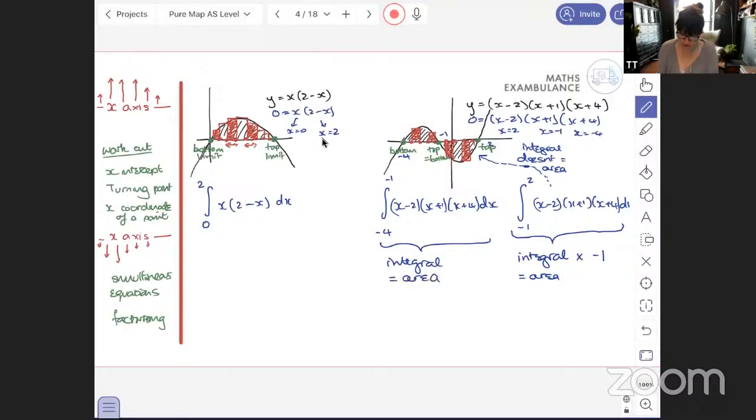But this bit here, is this a highlighter? There you go, sort of covered it up, didn't it? Times -1 is the area. Integral times -1 is area for sections below.